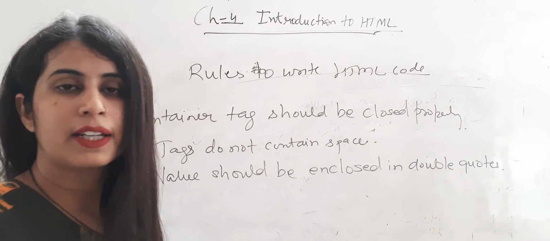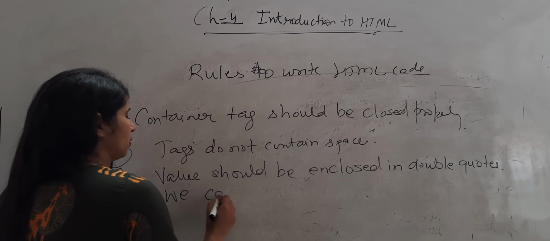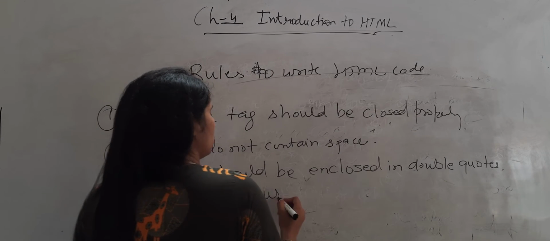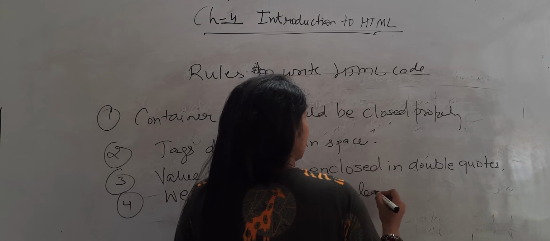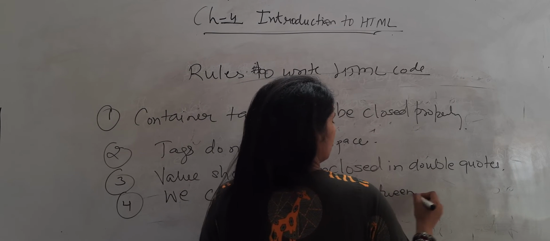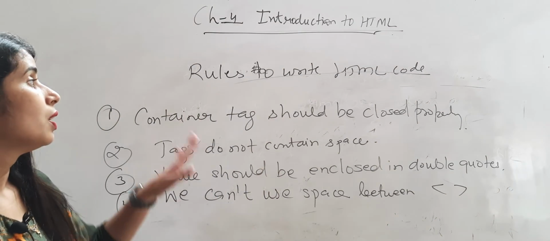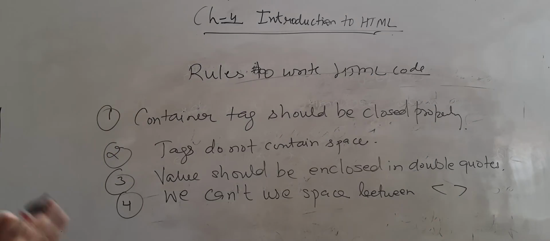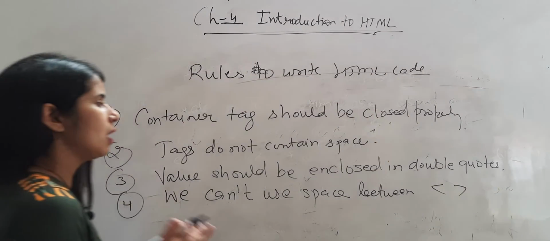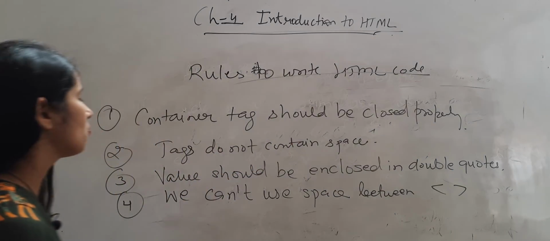In angular brackets, we do not use space. We can't use space between angular brackets. So these are the rules to write HTML code. Container tag should be closed properly. Tags do not contain space. Values should be enclosed in double quotes. And the last one is we can't use space in between.